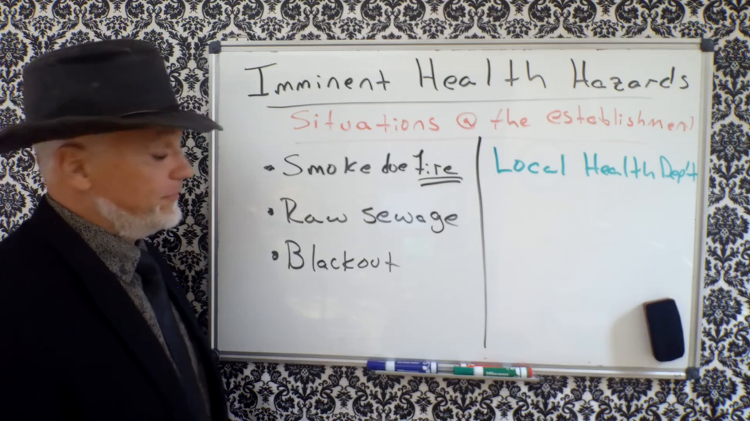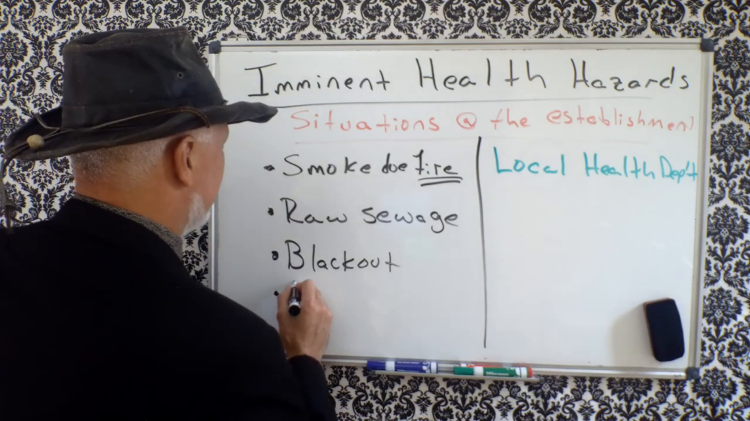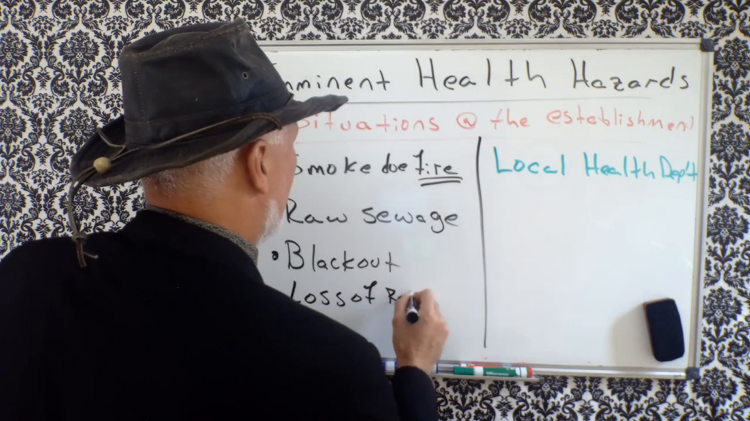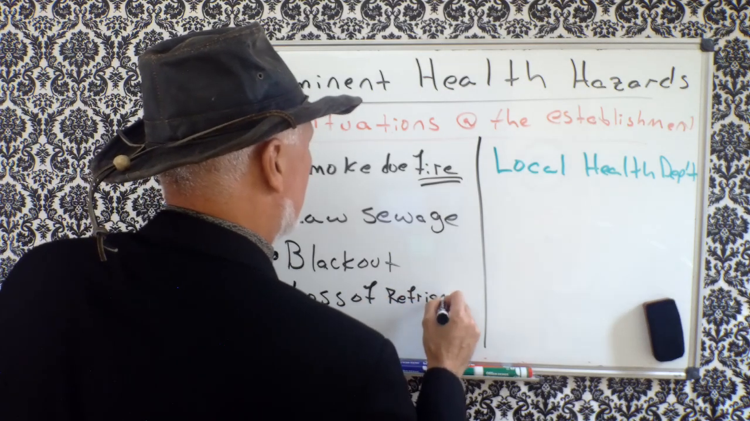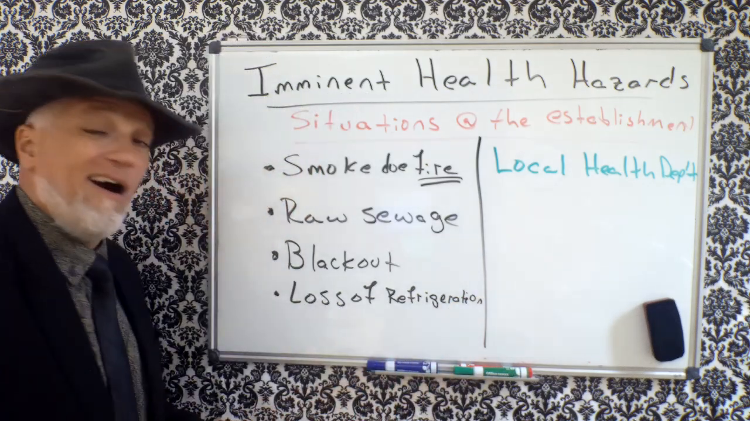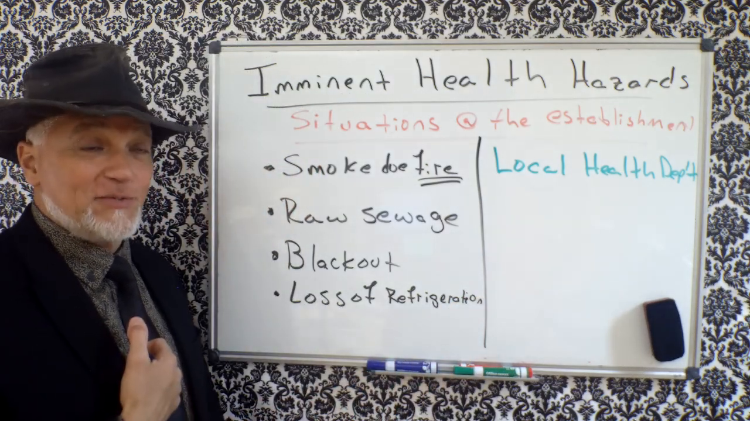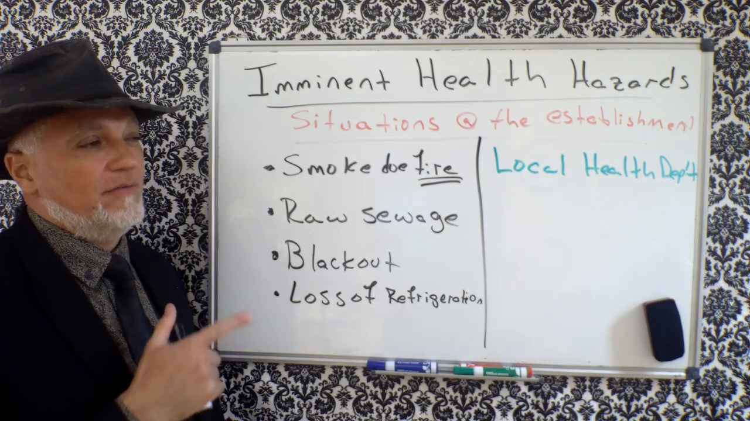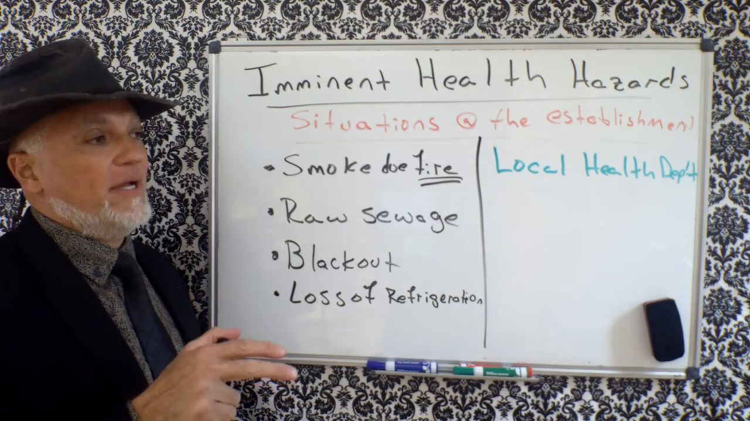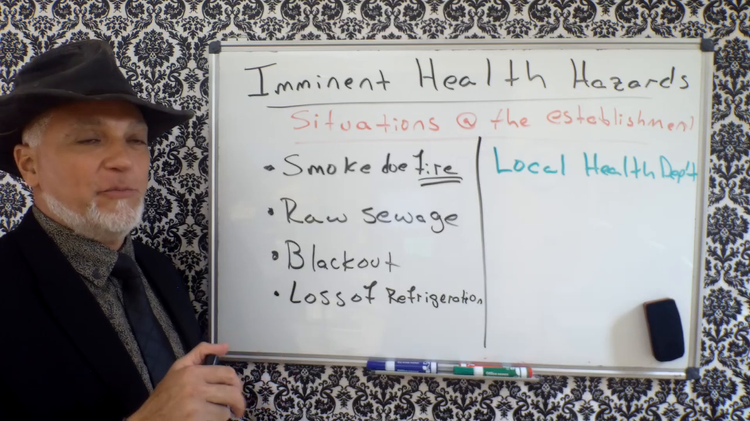So again, loss of refrigeration, right? Speaking of loss of refrigeration, right? Your refrigerators conk out. I had that happen to me in the ice cream shop. We had a total of 7 freezers. I'm helping out, I had one kid working. I had an employee there.